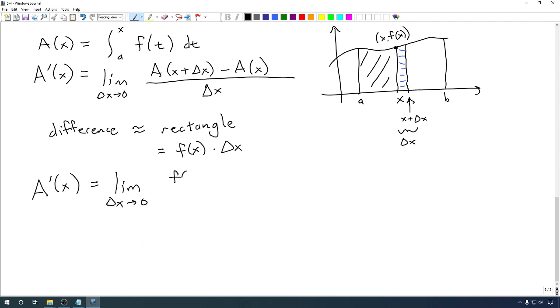That means on top of our fraction we have f of x times delta x. On the bottom we have delta x. Of course, we can get rid of the delta x's. They cancel each other out. And now there's no delta x's left. We're just left with f of x. So the limit is just f of x. Specifically here, we found out that the derivative of this area function is just the function, the f that we started with.